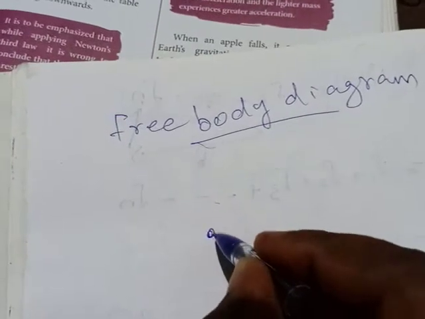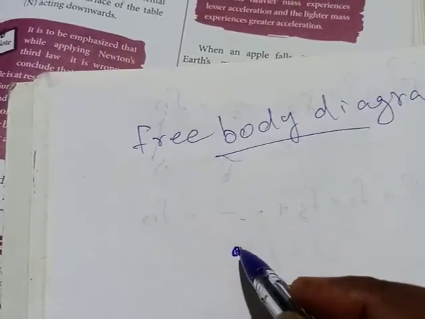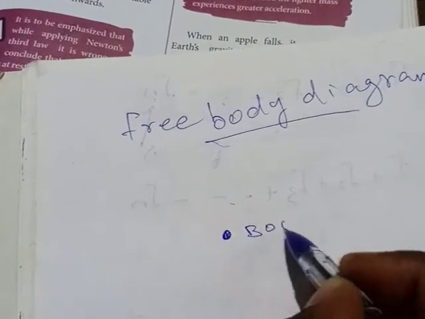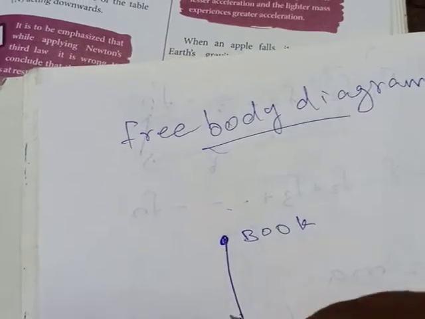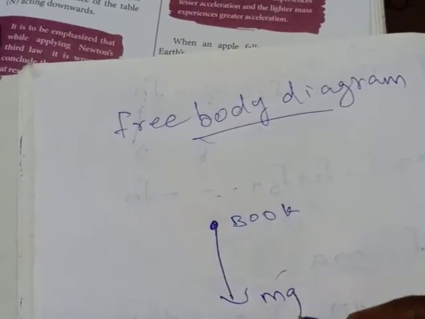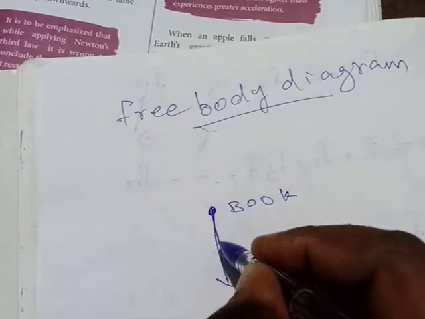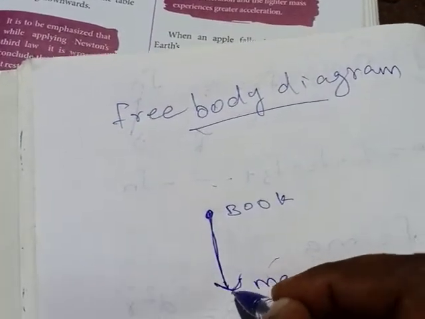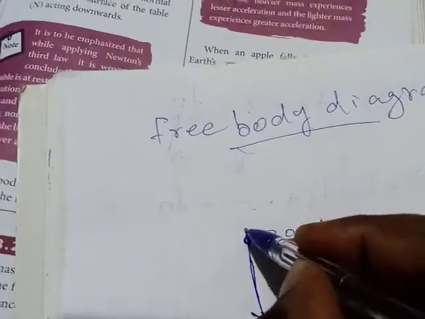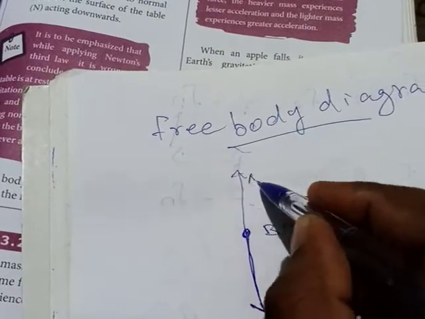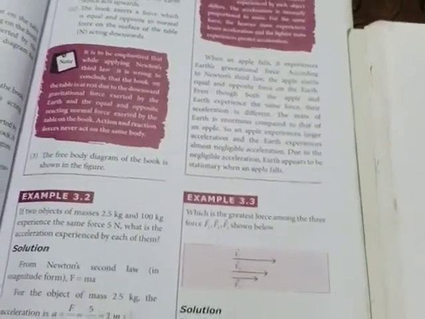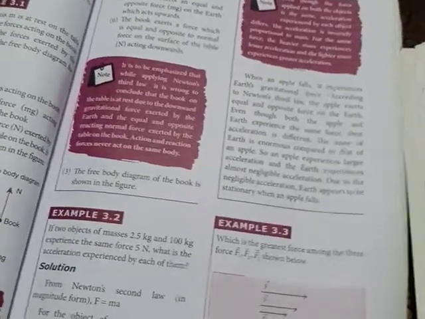This is a book. So on this book, downward acting is the gravitational force. Weight is acting downward, mg. W is equal to mg, and upward acting is the normal force. So that is how you draw the free body diagram. Then I'll show you some examples.